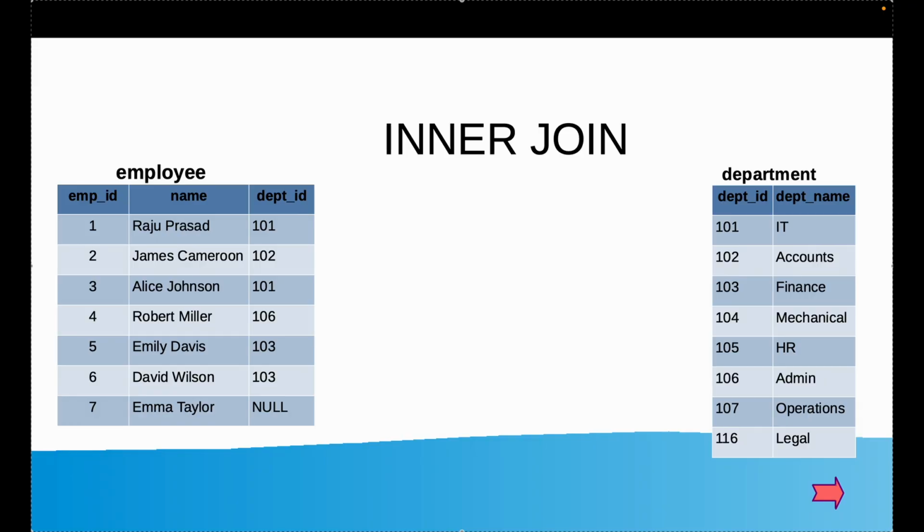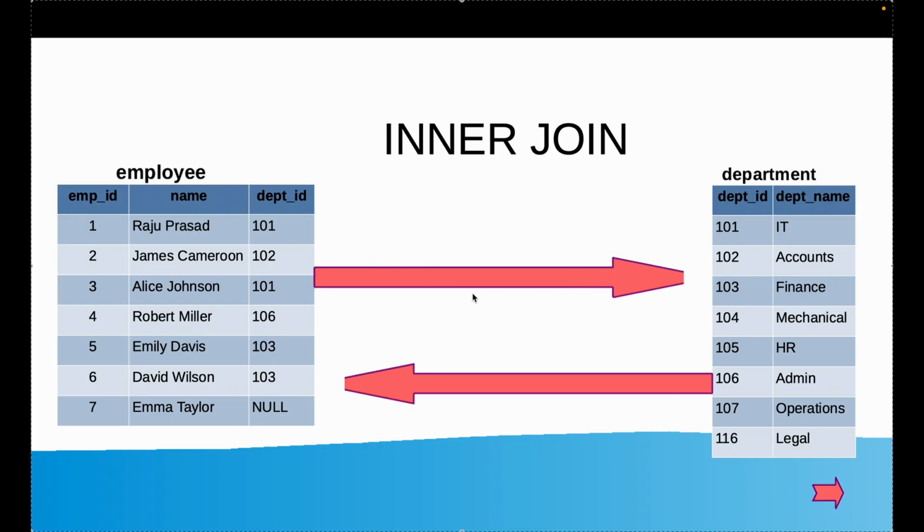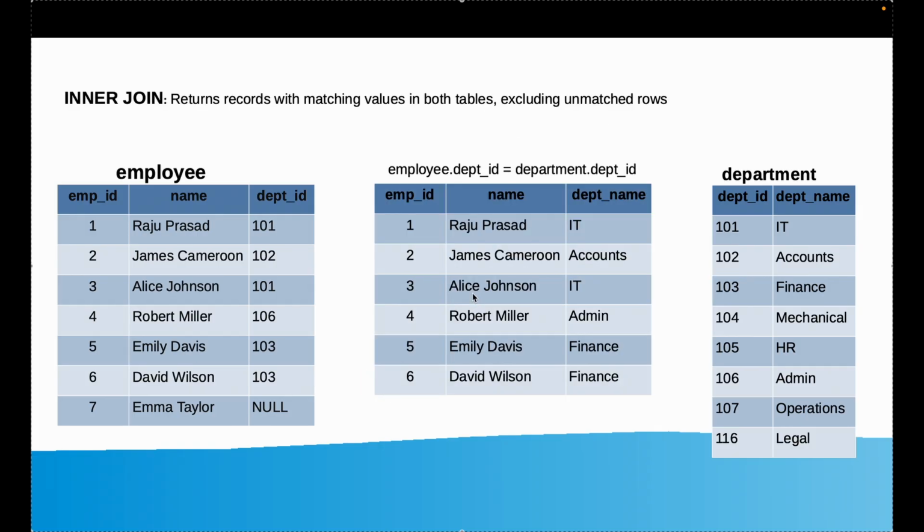Okay, so what is an inner join? See, an inner join returns the results which are matching between two tables. Okay, so here we have two tables, employee and department. If you see here, when we do the join on department ID, it returns the matching values in both the tables, excluding the unmatched rows. Okay, now let us see the left join as well.